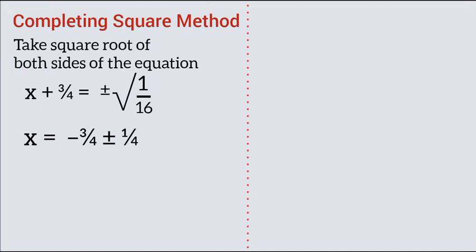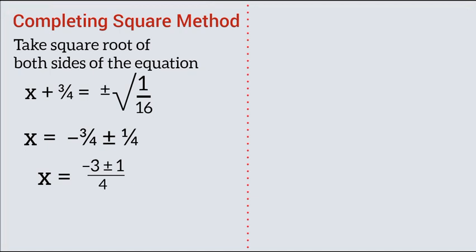These are fractions, so we work out the LCM. The denominators are the same, 4, 4, so the LCM is 4. If you work that out, 4 divided by the denominator 4 will give us 1. 1 times minus 3 is minus 3. Then we have plus or minus. The LCM 4 divided by the second denominator 4 will give us 1. 1 times the numerator 1 will give us 1. So we have x equal to minus 3 plus or minus 1 all over 4.